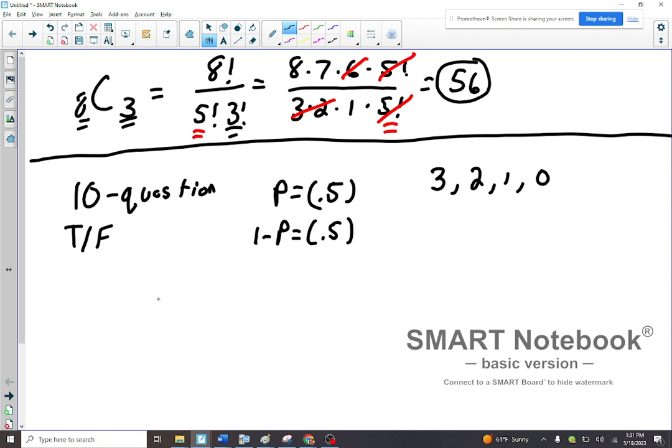All right. So this one, we're going to use this formula, which is, let me use the correct letters.